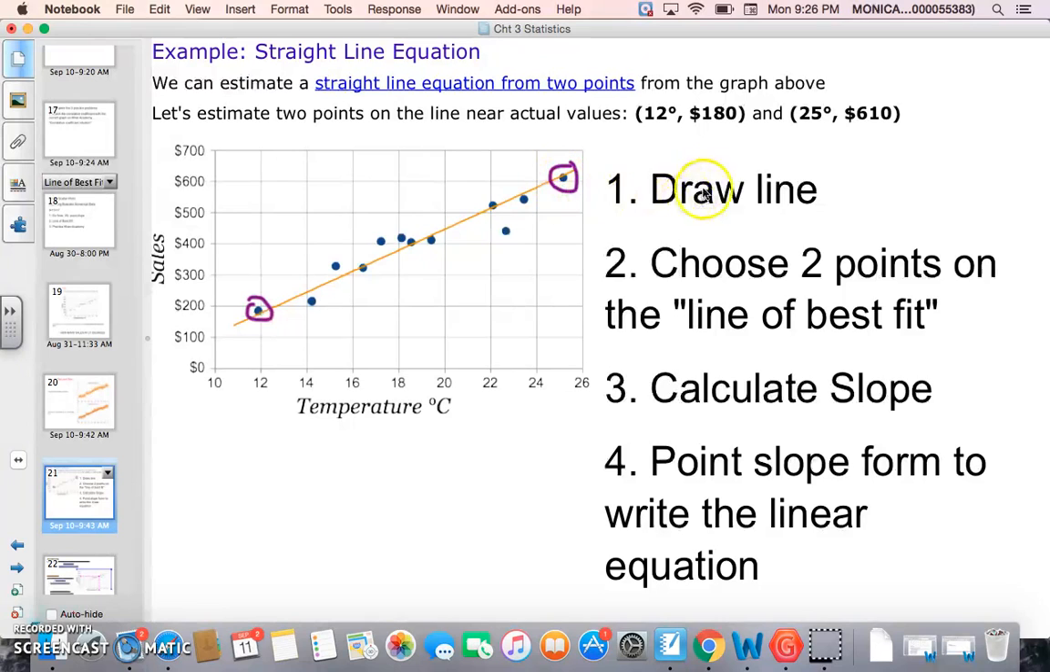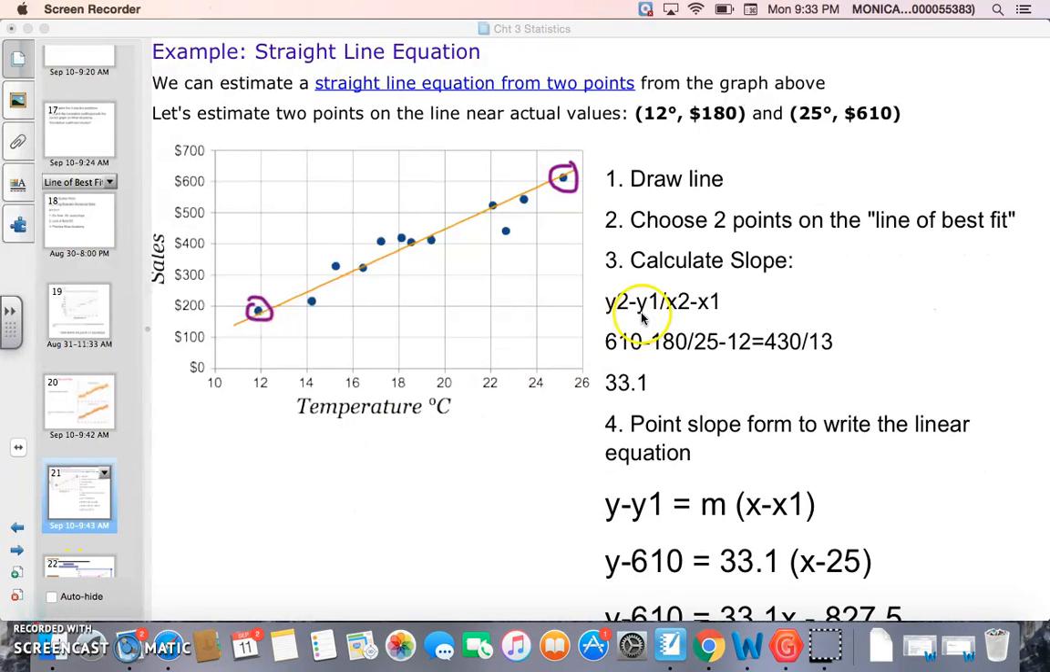Okay, so step one, we drew the line. Step two, we're going to choose 2 points that are on the line of best fit. All right, step three, we actually have to calculate the slope. So the first thing we're going to do is calculate the slope. To calculate slope, it's y2 minus y1 divided by x2 minus x1. So essentially it's your rise over your run. And so y2 is 610 minus 180, that's y1, and that comes out to 430.